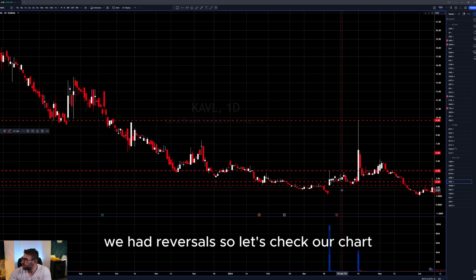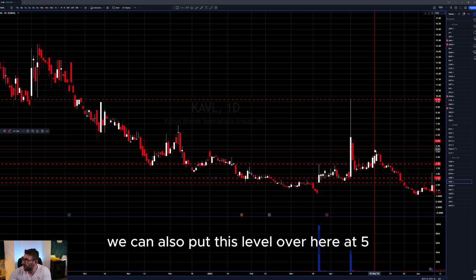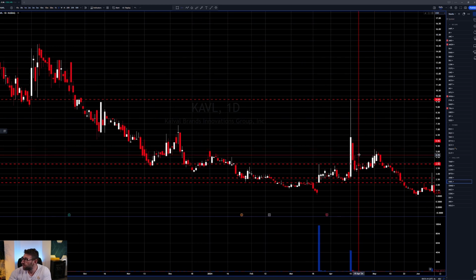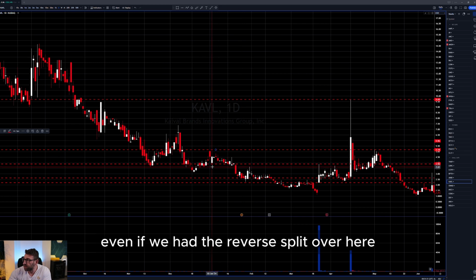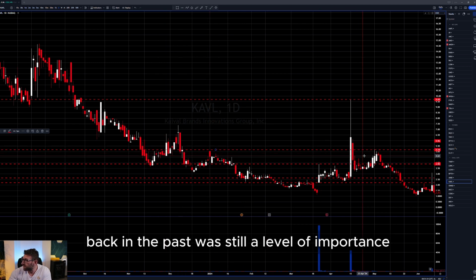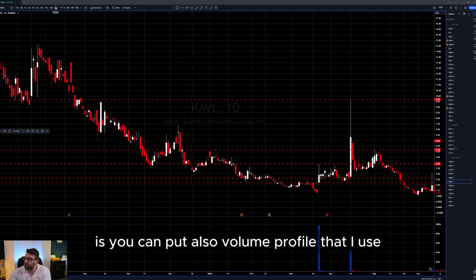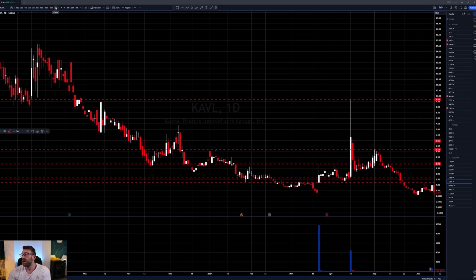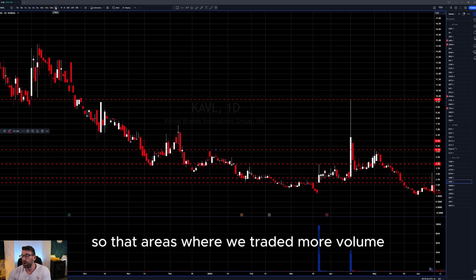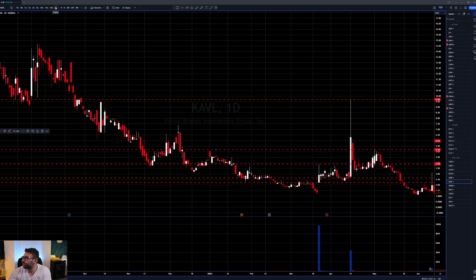So let's check our chart. We can also put this level over here at 5, because even if we didn't trade a lot of volume, this was a relative high over here. You can see that it rejected. And even back in the past, even if we had a reverse split over here, it was still a level of importance. Another thing that I suggest you do is put also a volume profile that I use, and it will show you the high volume node and low volume node. So the areas where we traded more volume, but I will keep that for another lesson in the future.